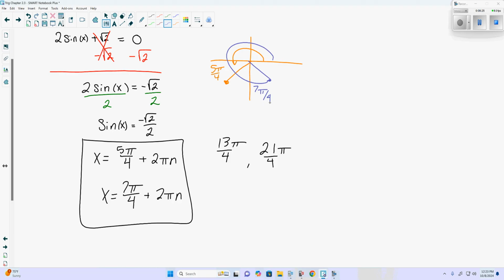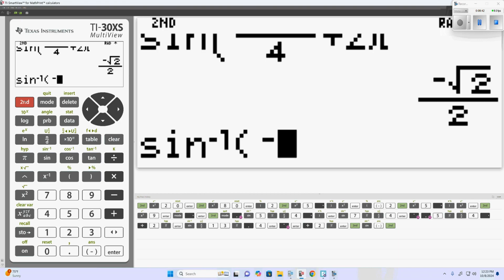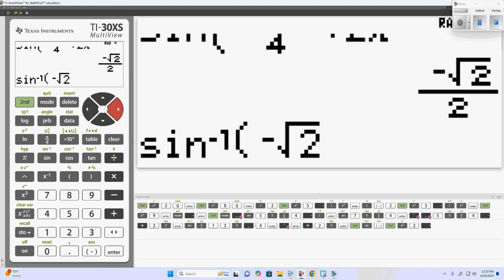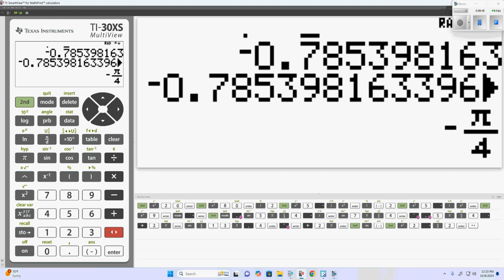So again, it would be good if y'all still have your unit circle. I'd be bringing that because it's going to be easier to look at this and find it than to go through the calculations. Because if we did this in the calculator, second sine inverse of negative square root 2 over 2 says here, negative pi over 4.